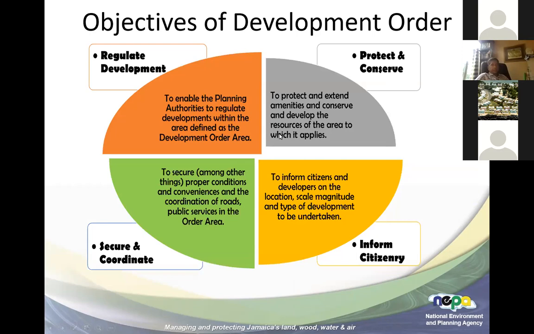So again, the objectives, as I had mentioned earlier: one is to regulate development by enabling the planning authorities to regulate developments within the outer area. Two, to secure and coordinate, among other things, proper conditions and conveniences and the coordination of roads and public services in the outer area. To also protect and conserve amenities and to promote the sustainable development of the resources of the area, and to also inform citizens and developers alike on the location, scale, magnitude, and type of development to be undertaken within the outer area.